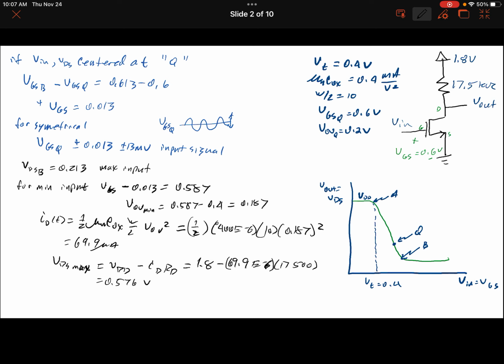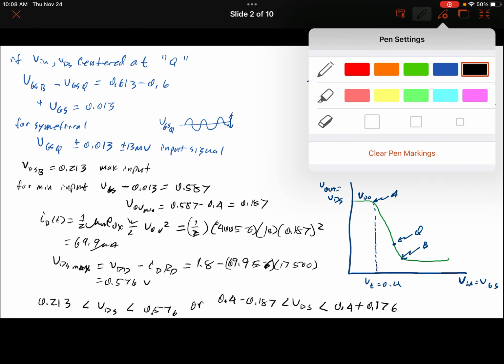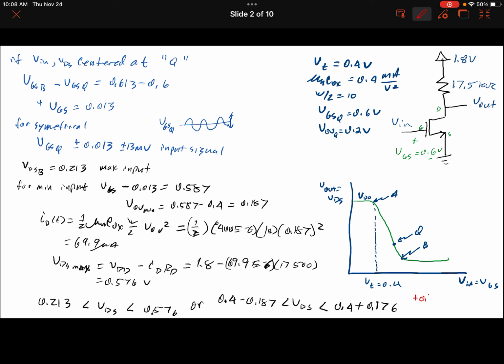So our VDS, from that Q point, we're swinging from 0.213 up to 0.576, or that is 0.4 minus 0.187 is less than VDS, is less than 0.4 plus 0.176. So we're plus 0.176 volts, and we're minus 0.187 volts.